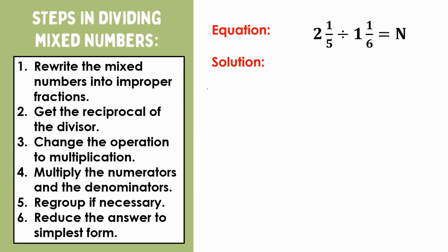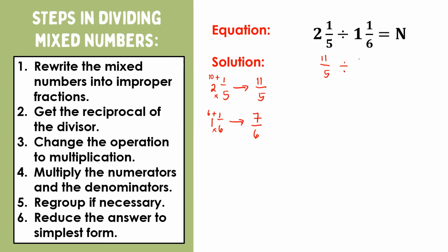For our last example, we have 2 and 1/5 divided by 1 and 1/6. Now, remember that in dividing fractions, all mixed numbers should be rewritten first into improper fractions. 5 times 2 is 10 plus 1 is 11. So, we have 11 over 5. 6 times 1 is 6 plus 1 is 7. So, we have 7 over 6.